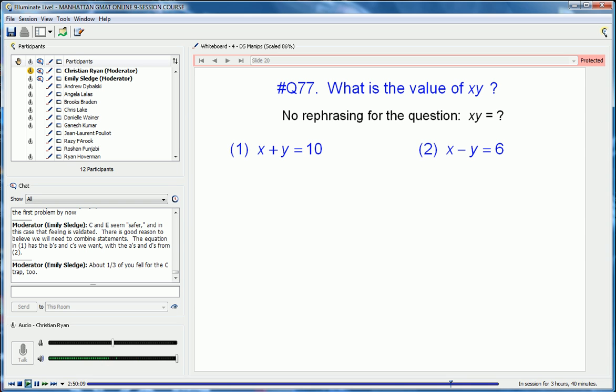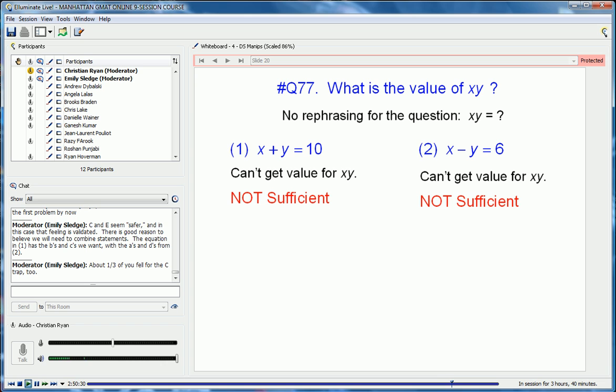Again, no real rephrasing. So we do one of these statements on its own, and we can't really get a value for xy. If we try, we're going to get some complicated expression on the right. We would get 10 minus y, that quantity times y. And that's not going to be sufficient. Likewise, not sufficient over here.